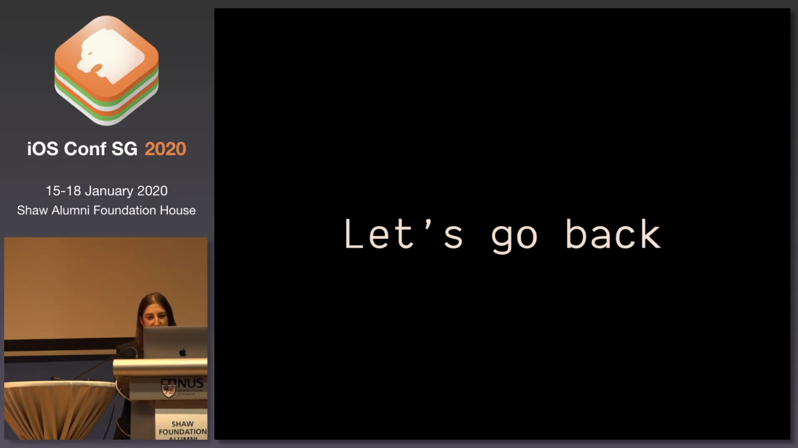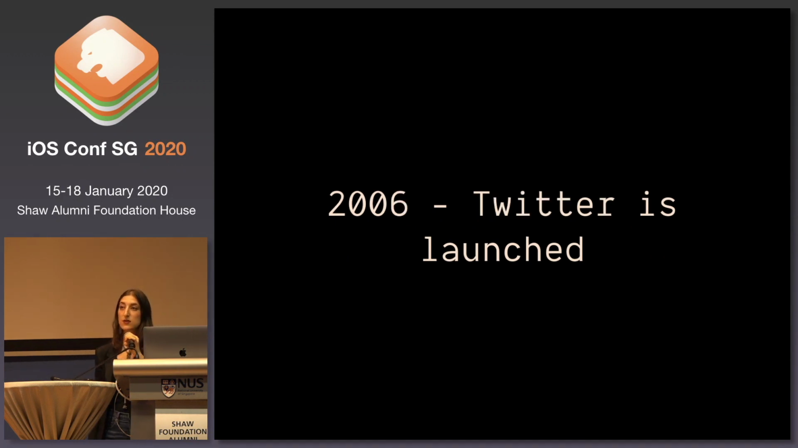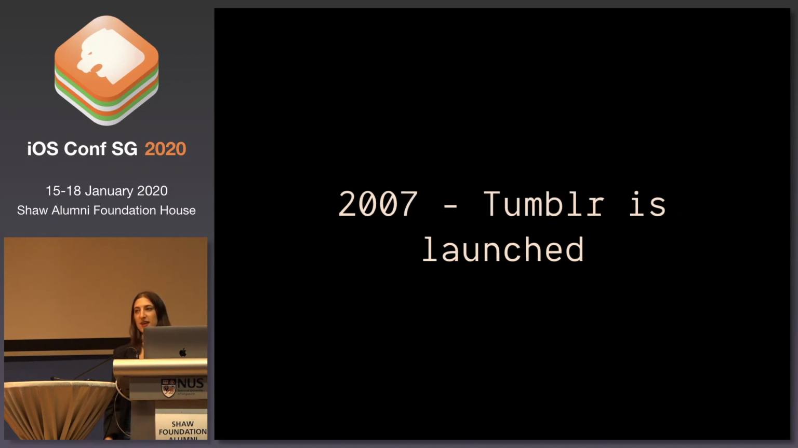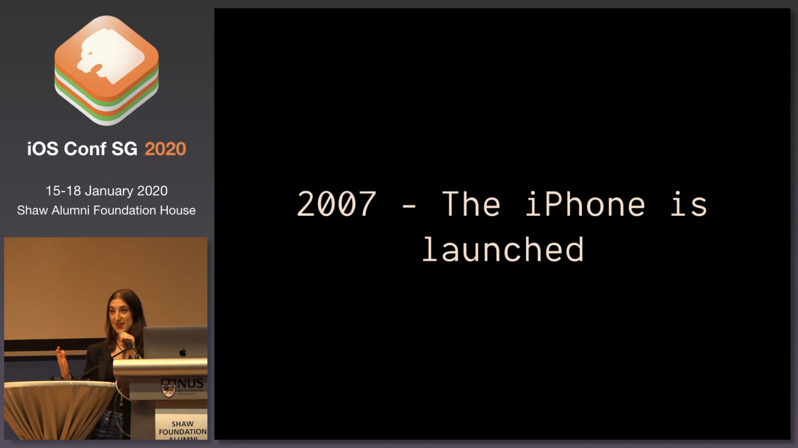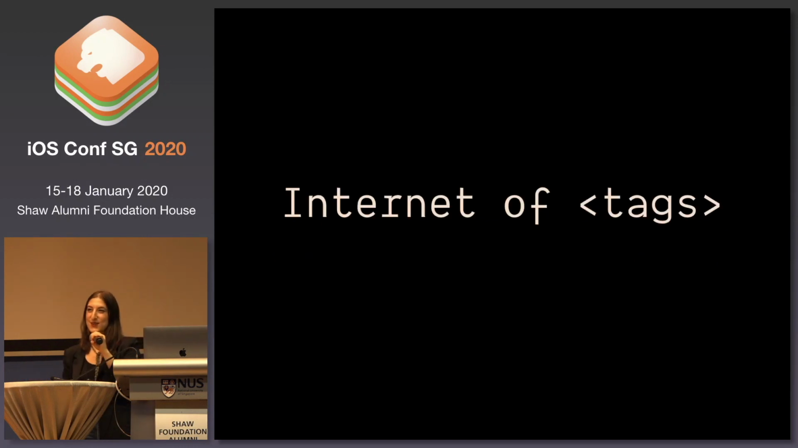Let's go back. So in 2004, Facebook is launched. In 2006, Twitter is launched. In 2007, Tumblr is launched. And also in 2007, something very important to all of us happens, which is that the iPhone is launched. In 2007, social media was still all about self-expression through custom HTML, or as I like to call it, the Internet of Tags.